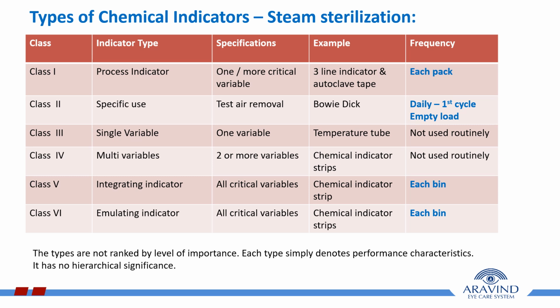Class 6 is emulating indicator. It monitors all the critical variables. Example, chemical indicator strip. It should be used on each bin. The types are not ranked by level of importance. Each type simply denotes performance characteristics. It has no hierarchical significance.